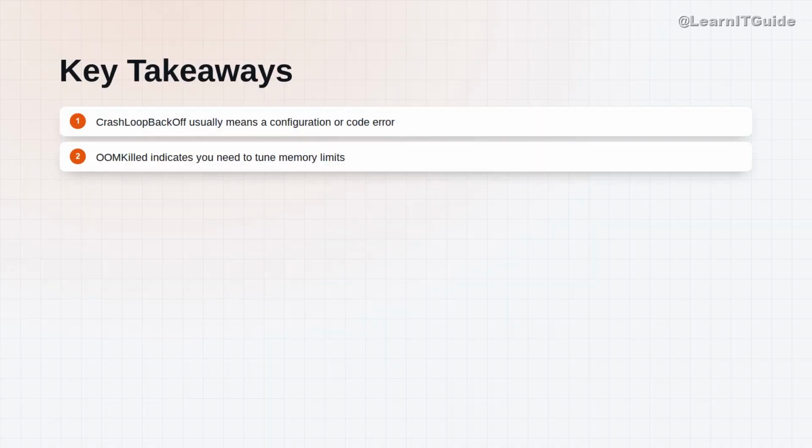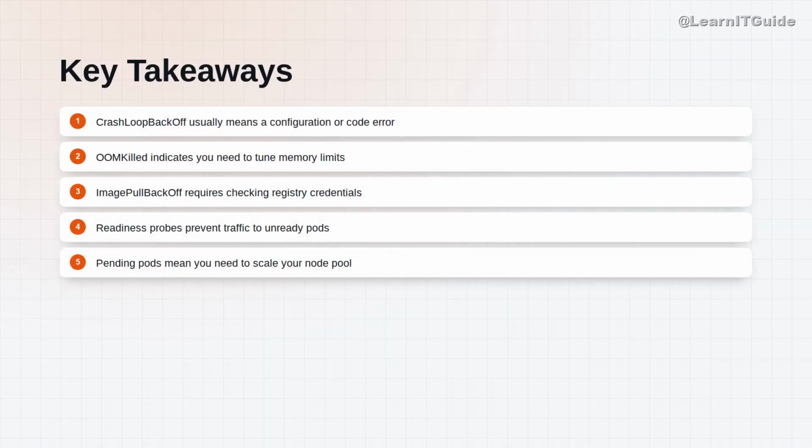Let us recap. CrashLoopBackOff is almost always a config issue. OOMKilled means your limits are too tight. ImagePullBackOff is an auth or registry problem. Readiness probes ensure traffic only goes to ready services. And pending pods mean it is time to scale your cluster capacity. Every one of these is solvable if you know where to look.